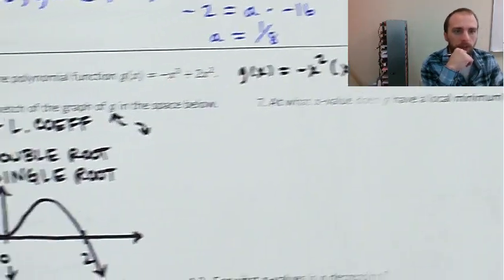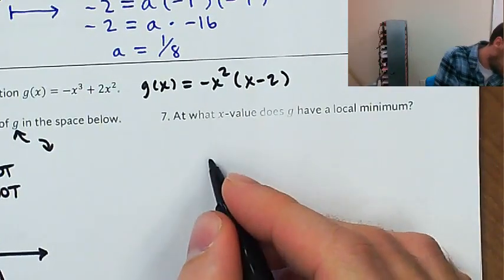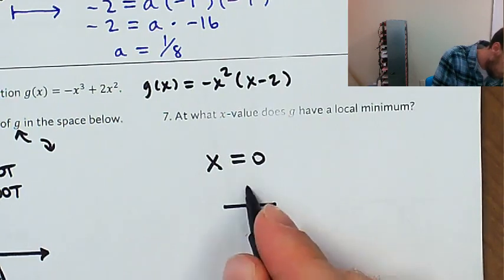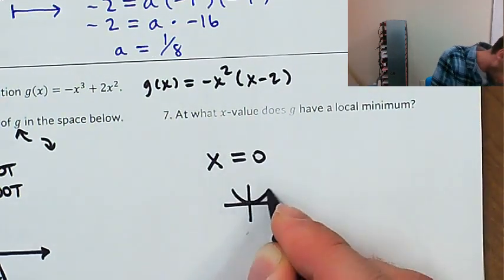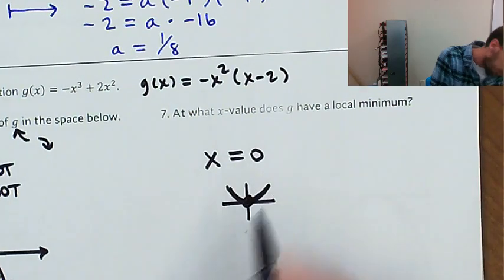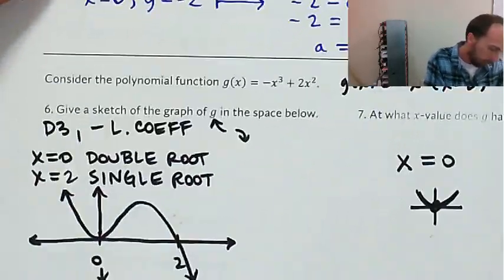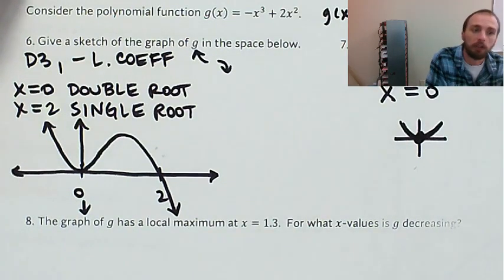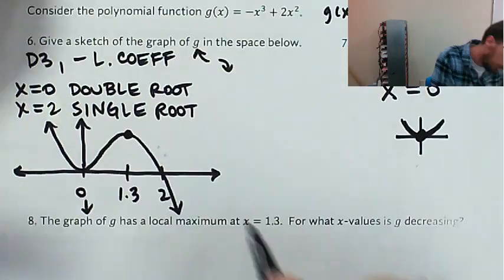At what x value does g have a local minimum? Oh, okay, that's going to be x equals 0. Because at least locally, near x equals 0, I'm seeing the graph is looking like that. Right there. Oh, you can't see that, but I just hit that. All right, the graph of g has a local maximum at x equals 1.3. For what x values is g decreasing? Oh, I like that. Okay, so we're going to say that that is 1.3.